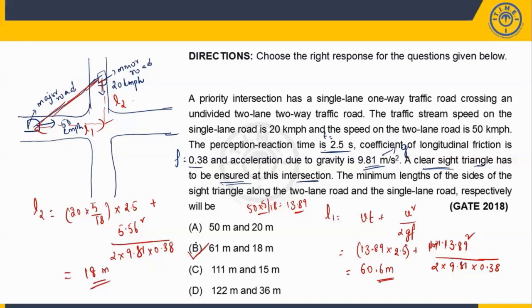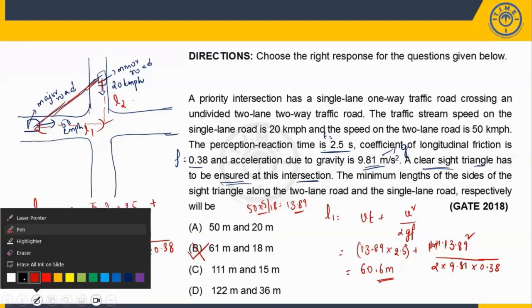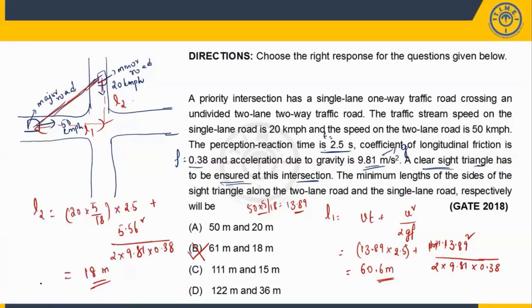Listen, but there is some mistake in this. Our option is wrong. Why, sir? I'll tell you. This holds good if the roads are both of the same importance.